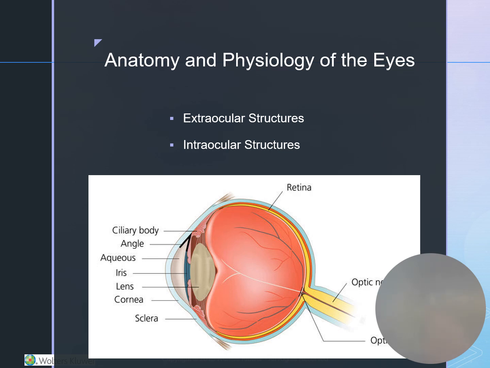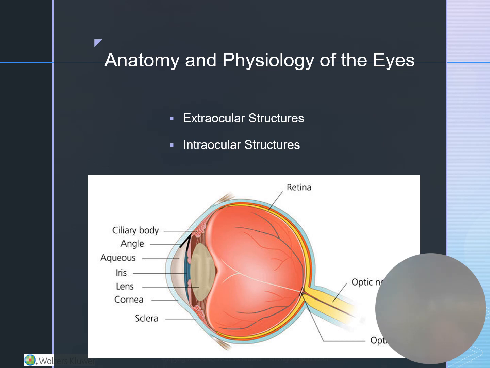Blinking will clear dust and particles from the surface of the eye. The eyelids actually help adjust the amount of light that enters the eyes and distributes tears. There are multiple glands. The conjunctiva will line the lids. The caruncle and the lacrimal apparatus are all parts. Tears are composed of water, sodium chloride, and lysozyme.